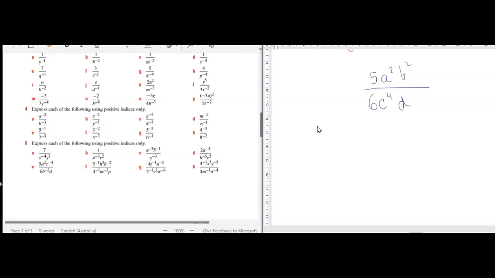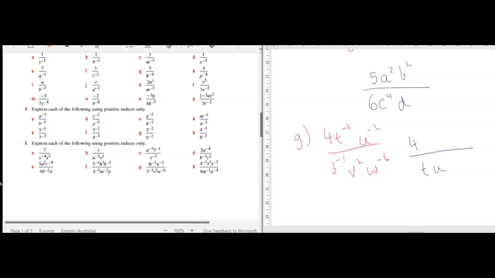Let's have a look now at G. So we've got 4t to the negative 1, u to the negative 2, over 3 to the negative 1, v squared, w to the negative 6. So just like we did before, draw your vinculum. 4 stays on the numerator. The t to the negative 1, so it comes down onto the denominator as t to the power of 1. You can write t to the power of 1 if you like. And then the u also goes down the bottom, say tu. Okay, so now we've dealt with everything in the numerator.